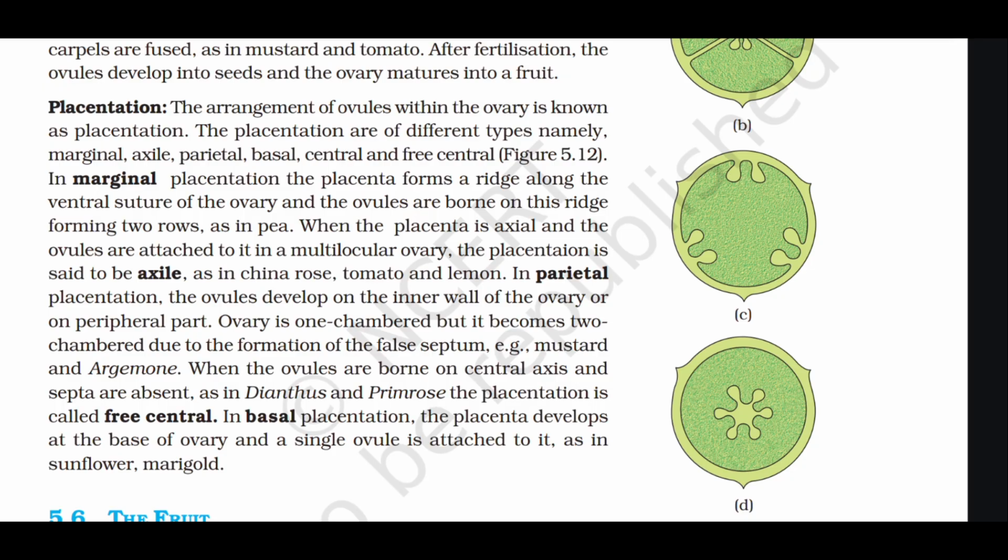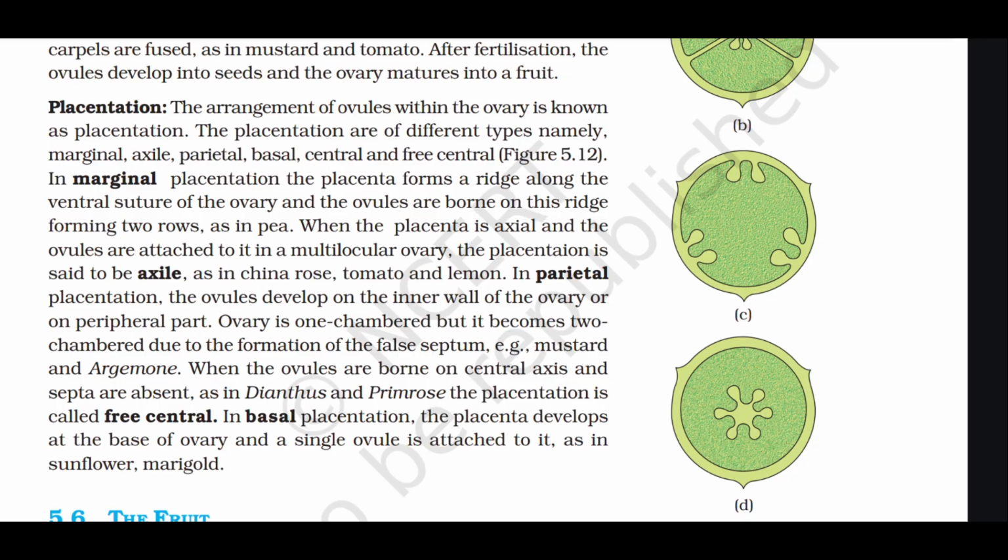When the placenta is axial and the ovules are attached to it in a multilocular ovary, the placentation is said to be axile, as in China rose, tomato, and lemon. In parietal placentation, the ovules develop on the inner wall of the ovary or on the peripheral part. Ovary is one-chambered, but it becomes two-chambered due to the formation of the false septum.